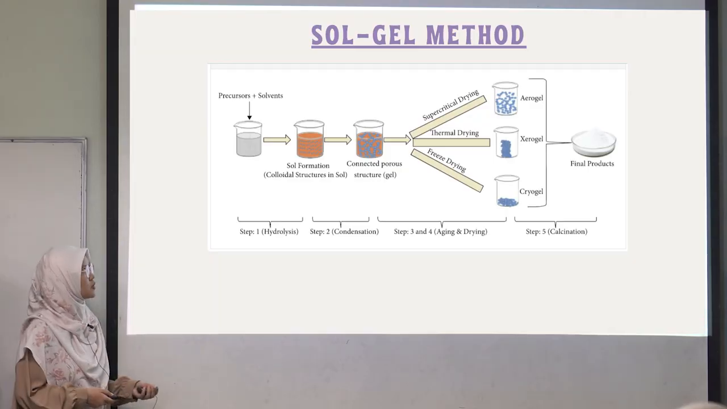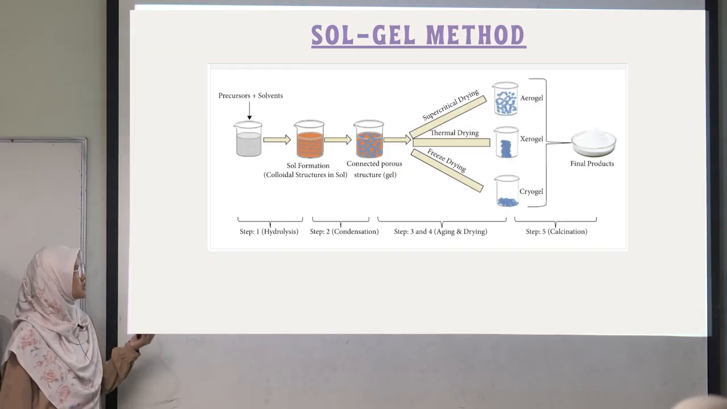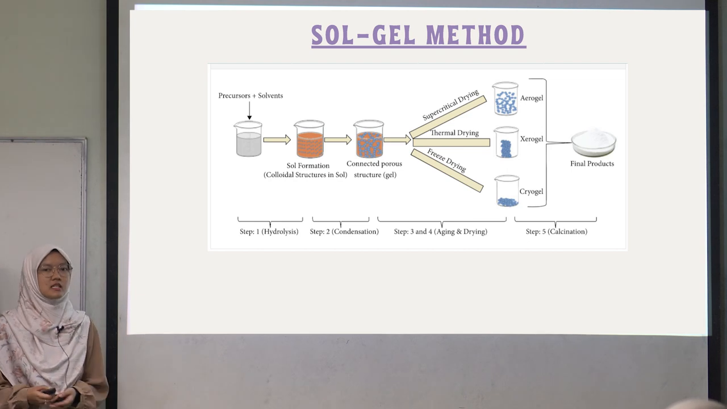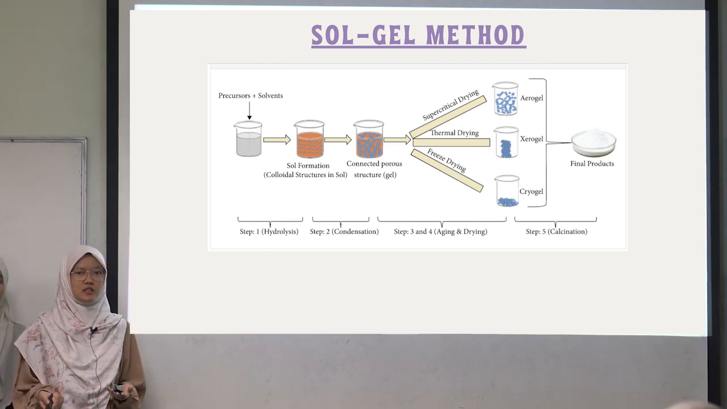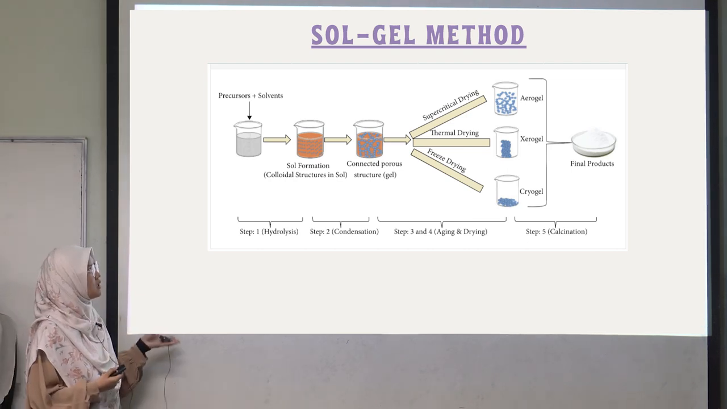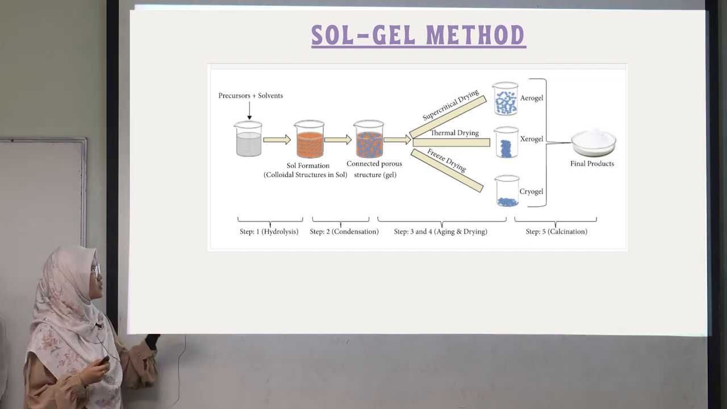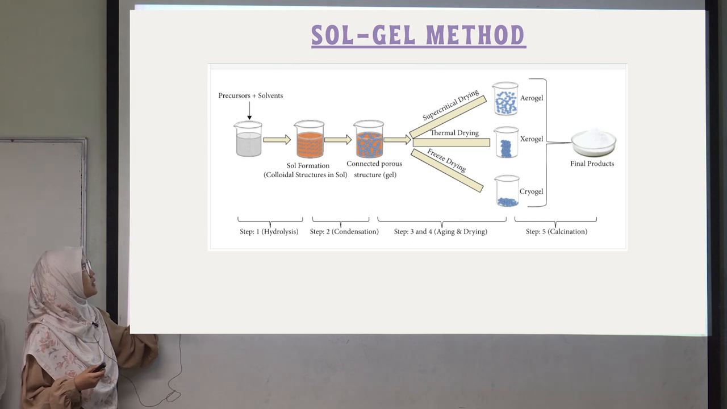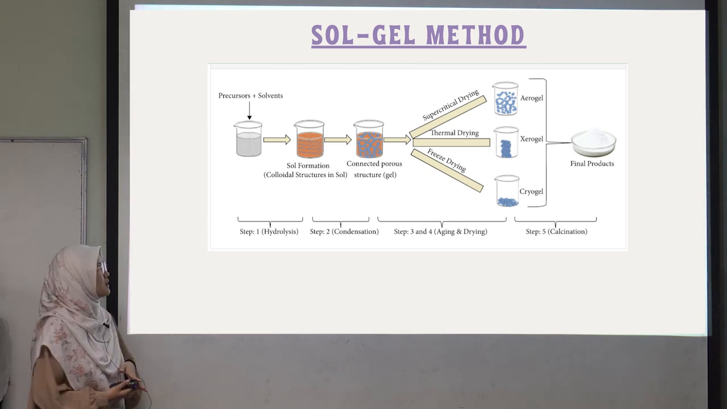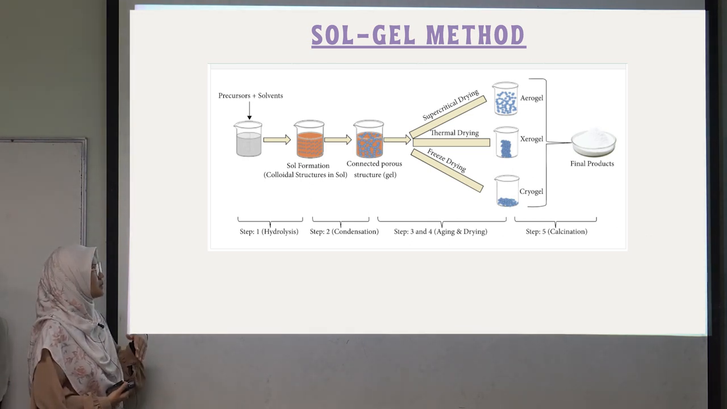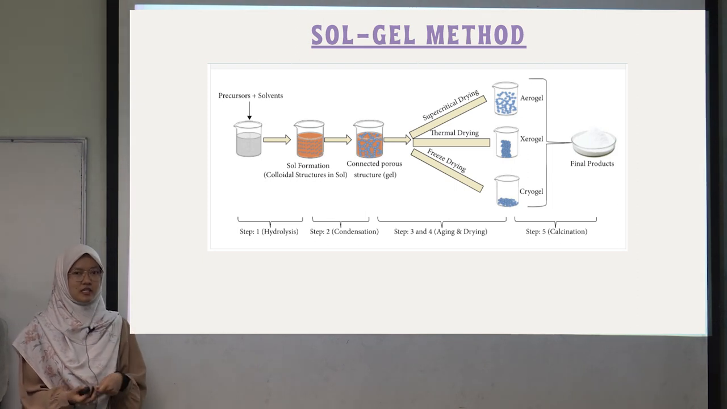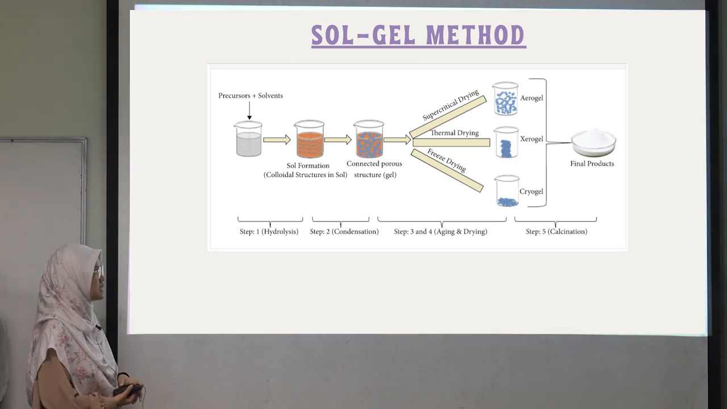Alright, so next I'm going to present about the second method, which is the sol-gel process. The sol-gel process is a chemical method for synthesis of various nanostructures. In this method, molecular precursor will dissolve in water or alcohol, and then it will be converted to gel by heating or stirring by hydrolysis or alcoholysis.